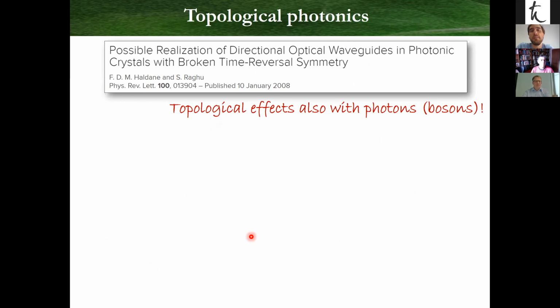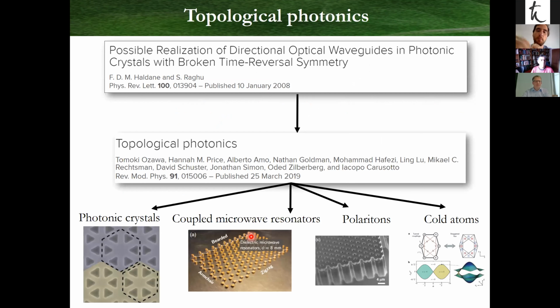Just to introduce the field a little bit, the field of topological photonics started a few years ago with this paper by Haldane, where they realized that it was possible to obtain topological effects also with photons. This triggered a whole new avenue in photonics, and it has been very popular. There have been many realizations in many different platforms, of which I list a few here. I recommend this review, which is a very good overview of the state of the art of the field.